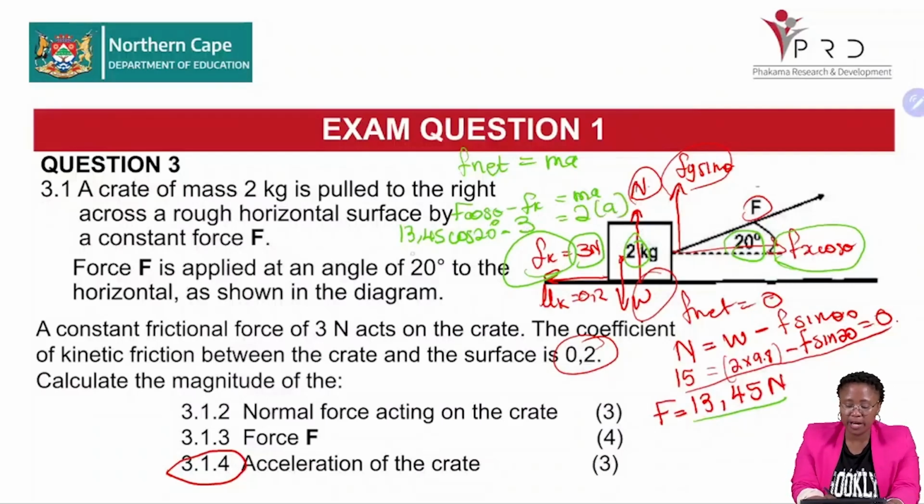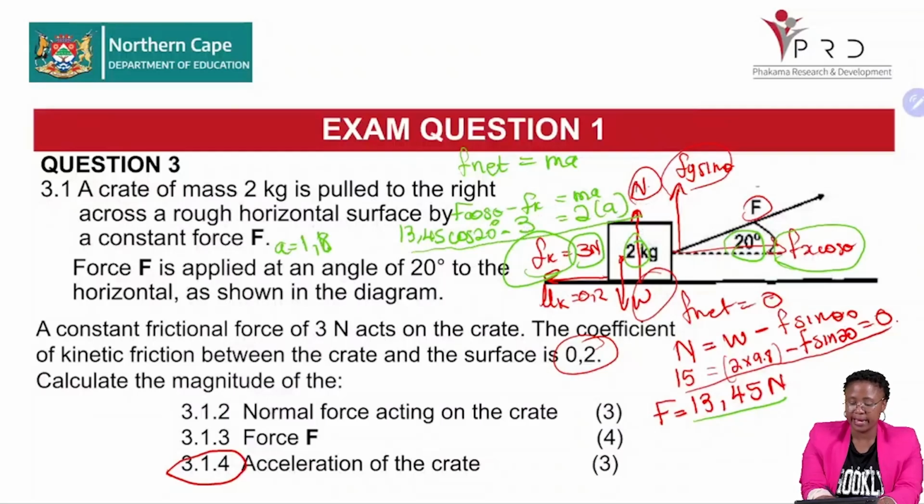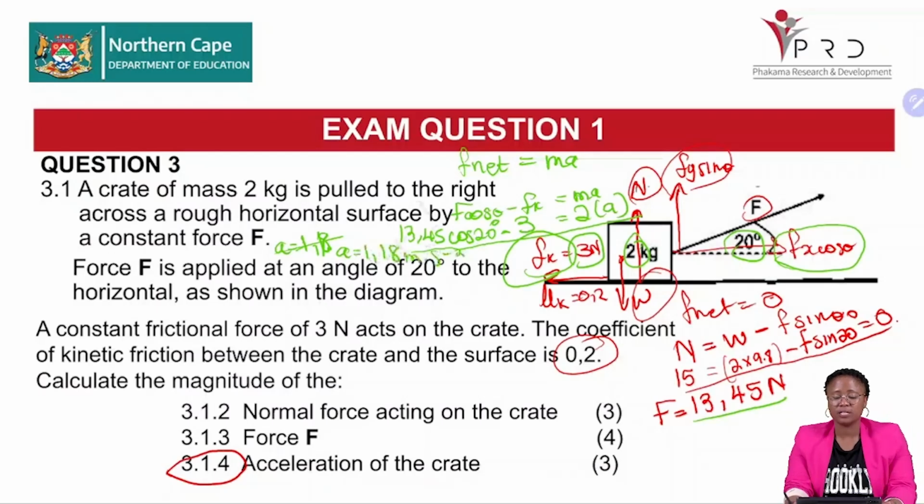So the moment you are able to do all of that, what is left is just for you to solve for A. And if you solved for A correctly, your A is supposed to give you 1.18. Okay, let me write it here. Equals 1.18 meters per second squared. Remember the SI units, meters per second squared. That is what we are expecting you to know. I hope you got it right.